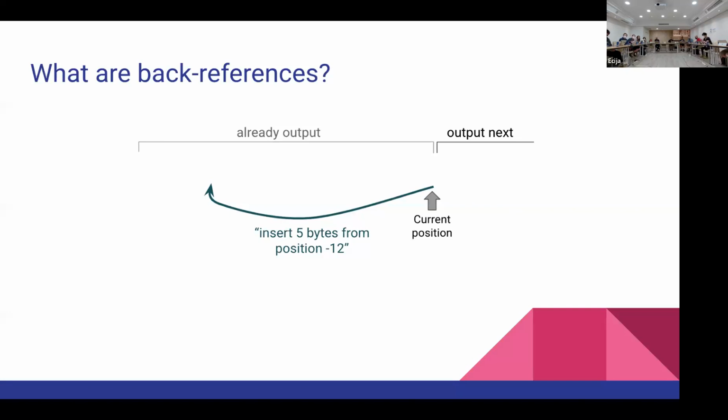So this would be another explanation if you could see it, but that reference is basically an instruction that the compressor inserts into the compressed stream, saying to copy a certain number of bytes from a previous location in the output.